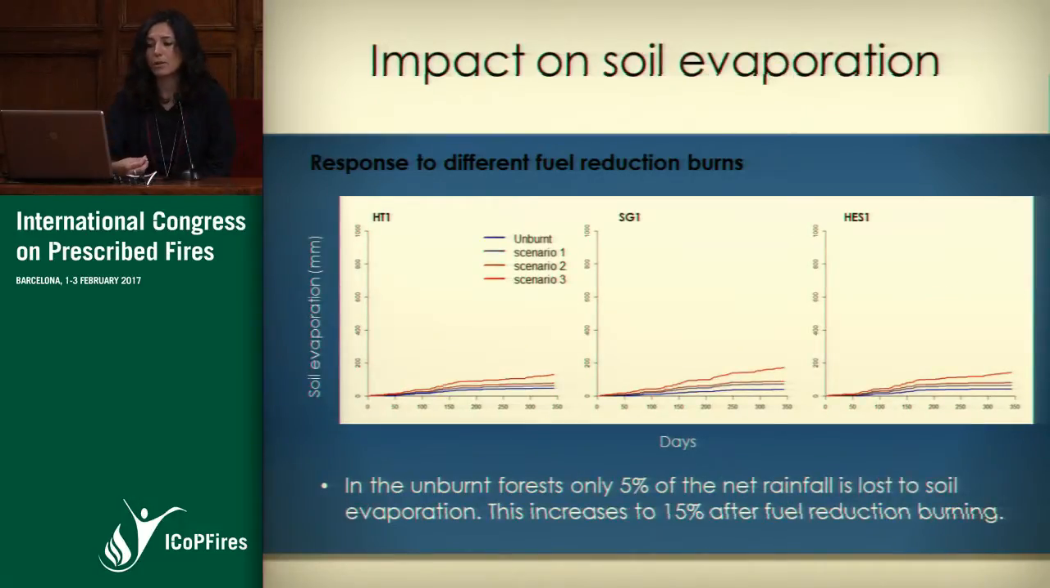Now, the impact on soil evaporation is that in an unburned forest, it's only about 5%. Once we have removed the understory and the litter, this increases to about 15%. So it becomes an important component of the water balance, soil evaporation. And that is because there is more latent energy available at the soil surface for evaporating the water.